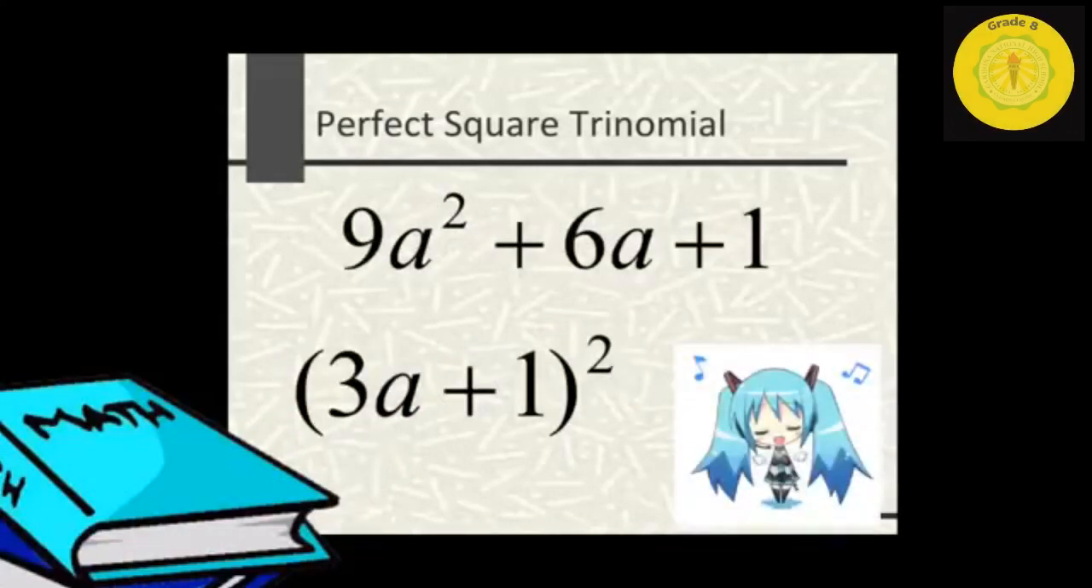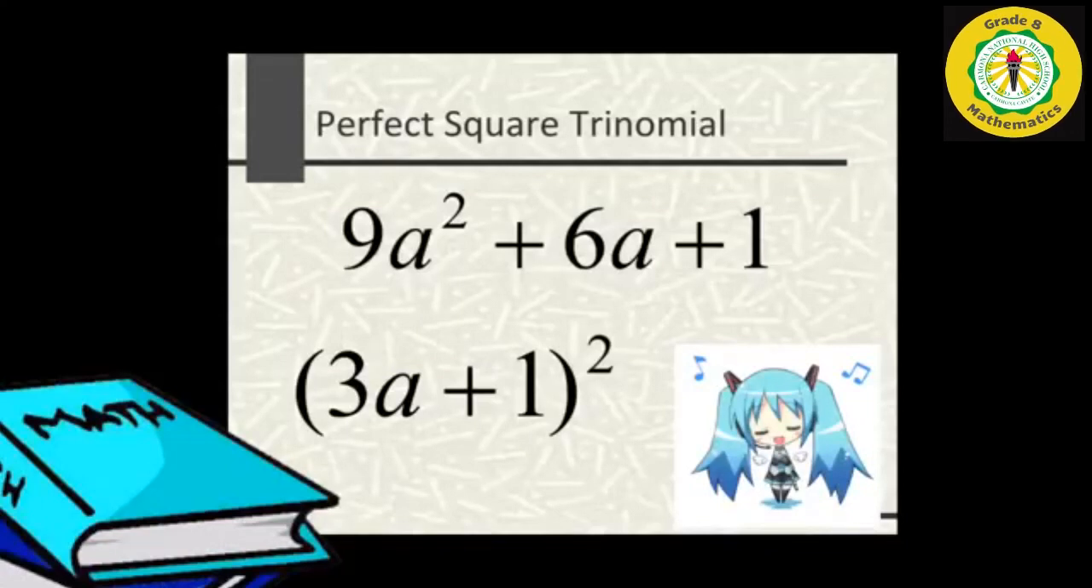For our last example, we have here 9a squared plus 6a plus 1. We need to get the square root of our first term. So 9a squared, the answer is 3a. The square root of our last term, which is 1, is 1. So we need to get the sign of the middle term. Since this is positive, we need to put positive in the parentheses, and we need to square the result. So the answer is 3a plus 1 squared.